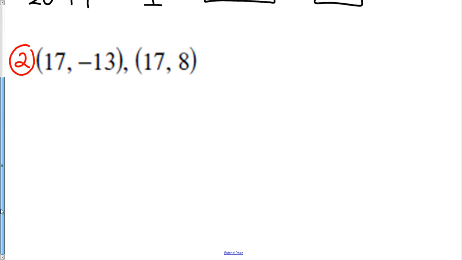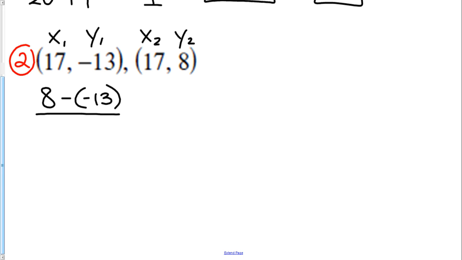Here with number 2, once again, we've got x1, y1, x2, y2. So we're going to have 8 minus negative 13, and then we're going to have 17 minus 17. Remember, when you subtract a negative, it becomes adding a positive. So it becomes 21 over 0. Once again, we cannot leave this as our final answer because it's not simplified. Anything divided by 0 is undefined. You cannot divide a number by 0.